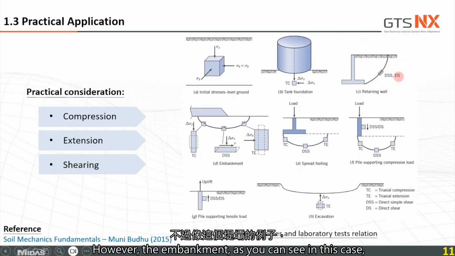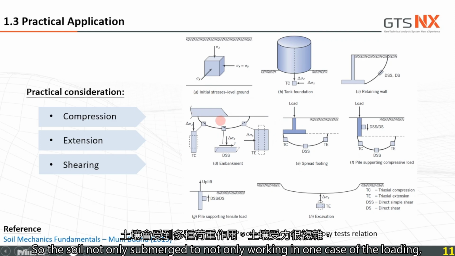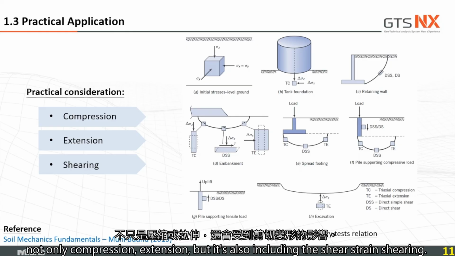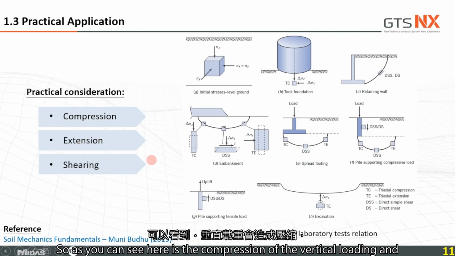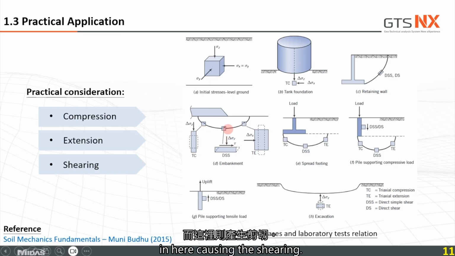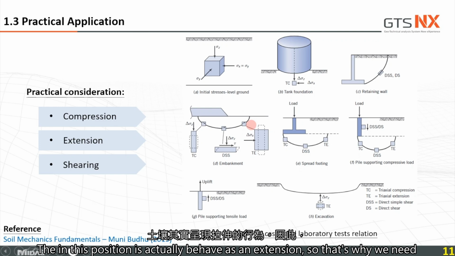However, with the embankment, as you can see in this case, the soil is not only working in one case of loading, not only compression and extension, but it also includes shear strength, shearing. So as you can see, here is the compression from the vertical loading, and here it causes the shearing. But in this position, it actually behaves as an extension.